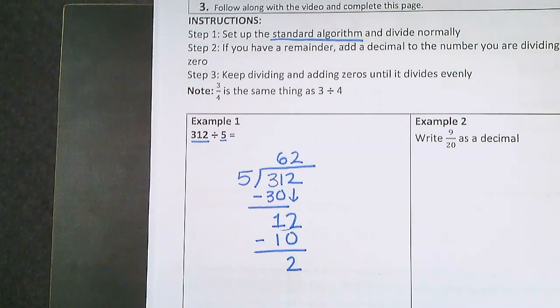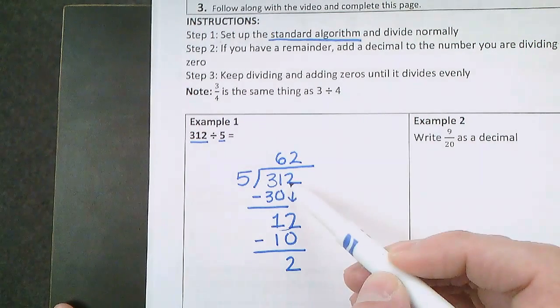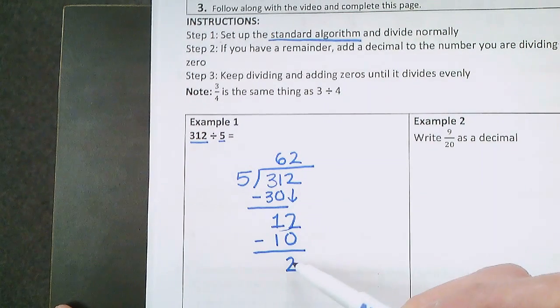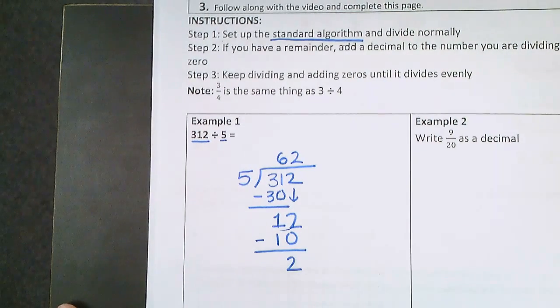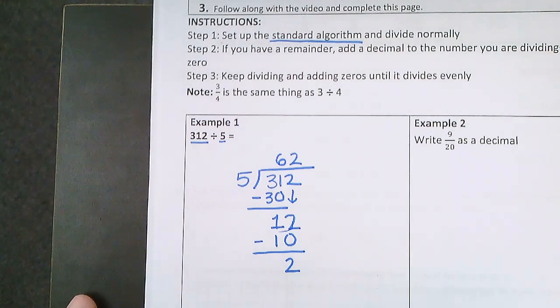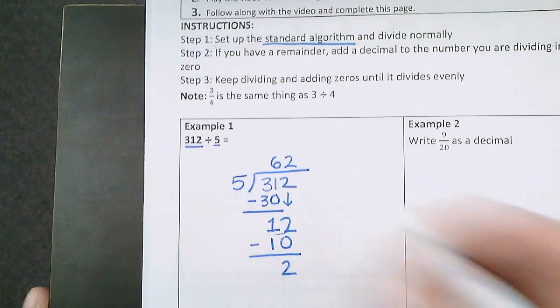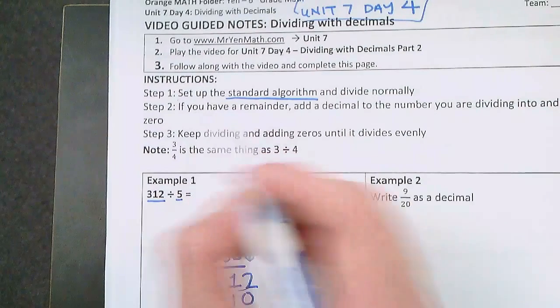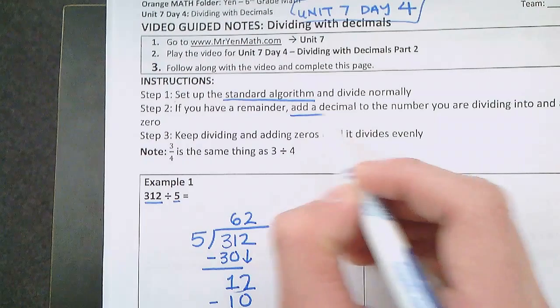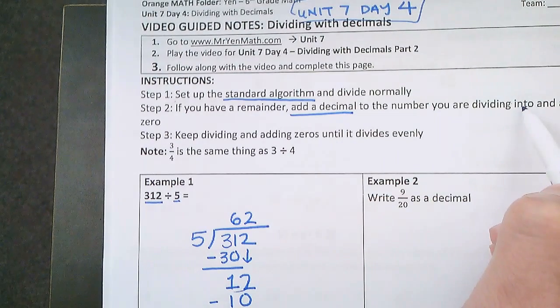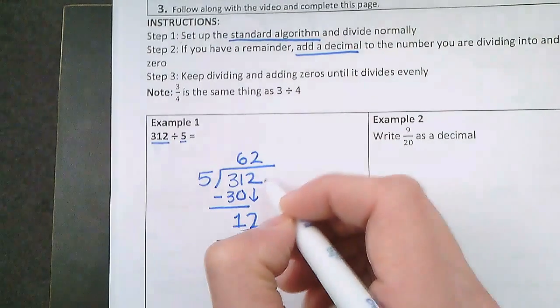And now I've used all the numbers that I have in 312 divided by 5, and I still have this 2, this remainder 2. And if we want to get a decimal, instead of just putting 62 remainder 2, what we can do is, and this is what step 2 says, if you have a remainder, we can add a decimal to the number that you're dividing into. So let's do that first.